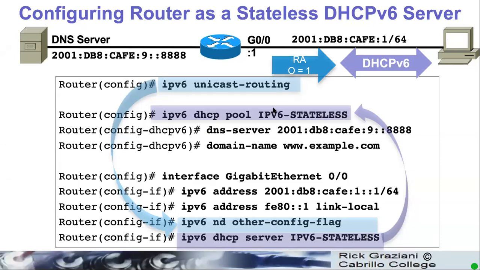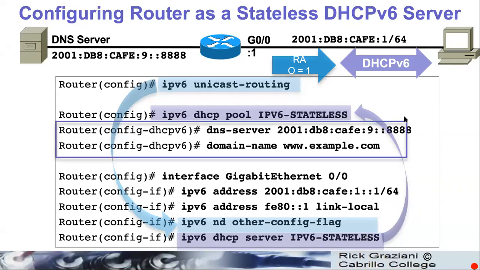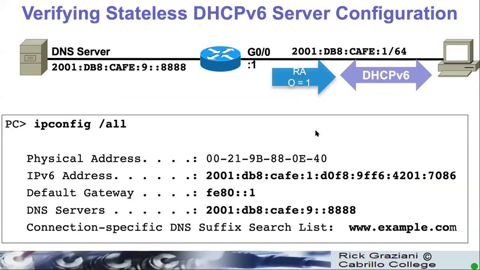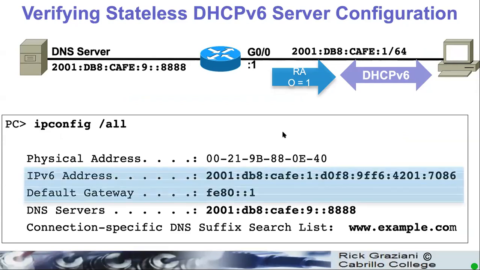Okay, so here's the pool here, and we can see that, as a stateless DHCPv6 server, this router is going to provide a DNS address and a domain name to the client. Okay, looking at the client, we can see that, oh yeah, it has an IPv6 address and a default gateway. Both of those came from the router advertisement.